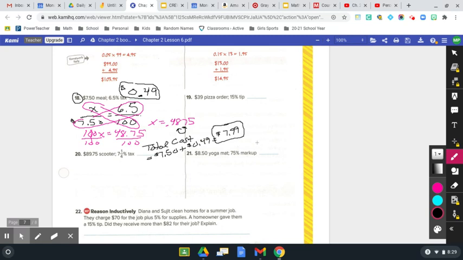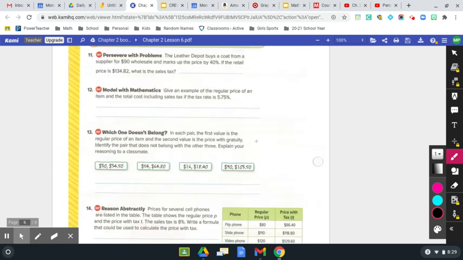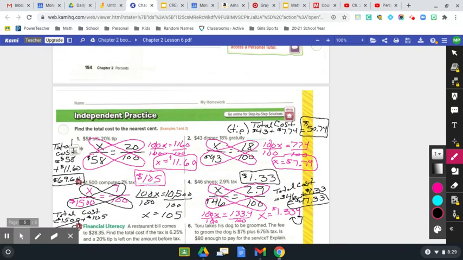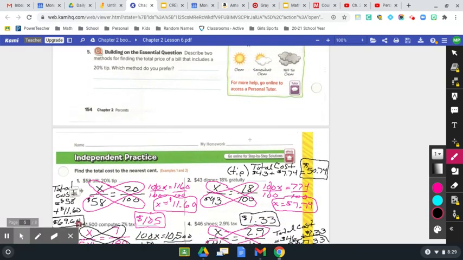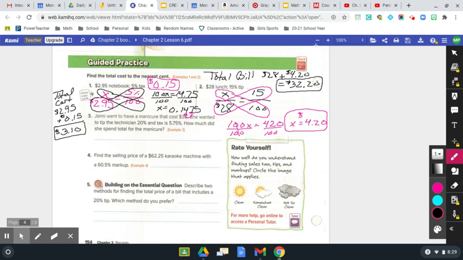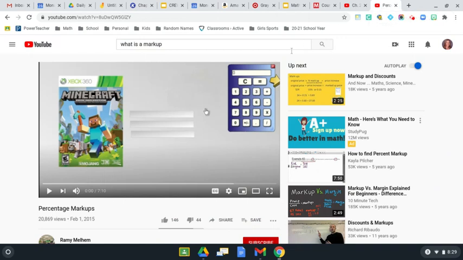The last thing that I'm going to introduce you today is markup. I'm going to show a video on markup, so that can explain what a markup is. And this will just play for a couple minutes, and then we'll go back and try a problem.